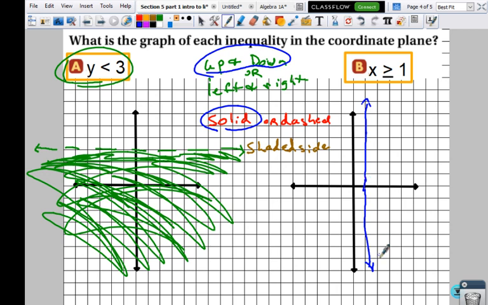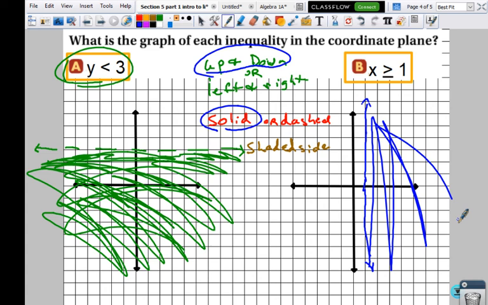All right, and then we have the shaded side. We have to pick the shaded side. So I need to figure out which side has numbers greater than 1. What side is it? Left or right, Willem? For greater. The right side has it. So I'm just going to take a quick little shade. It's shaded. Yay.